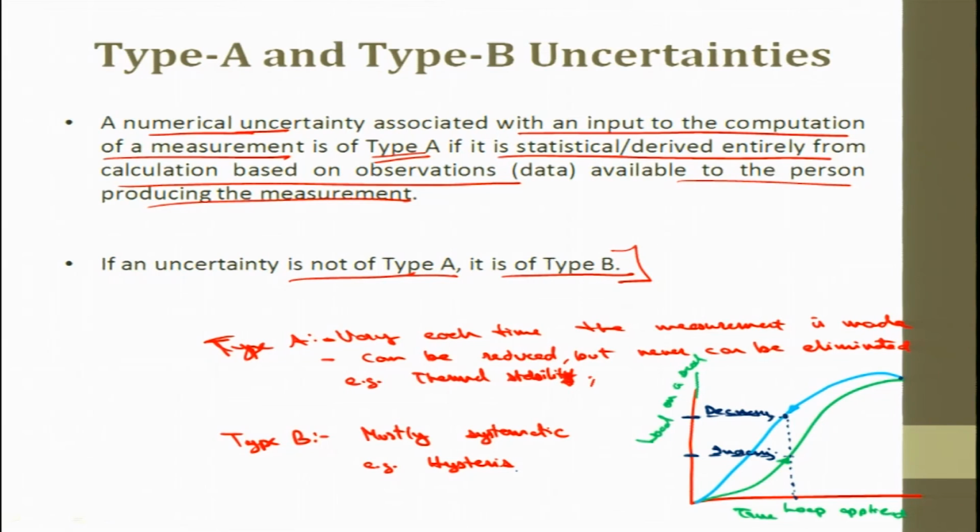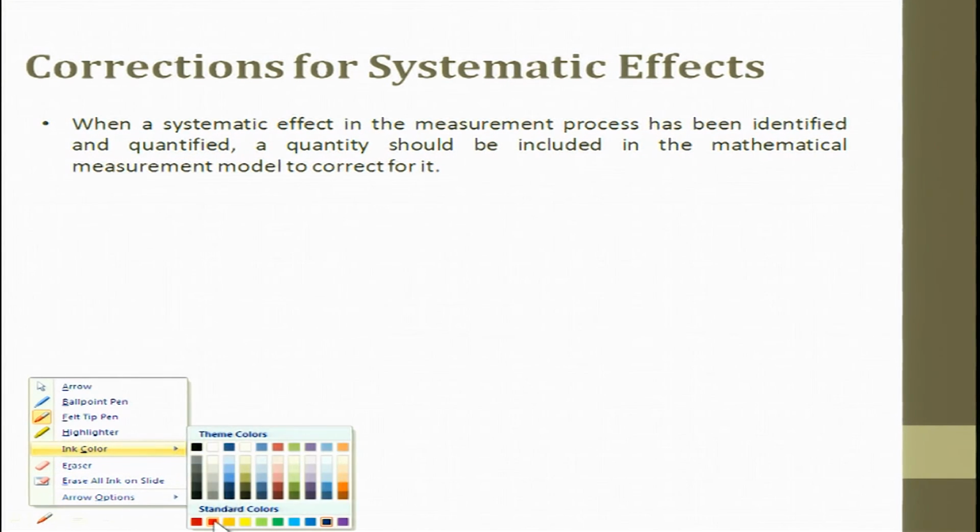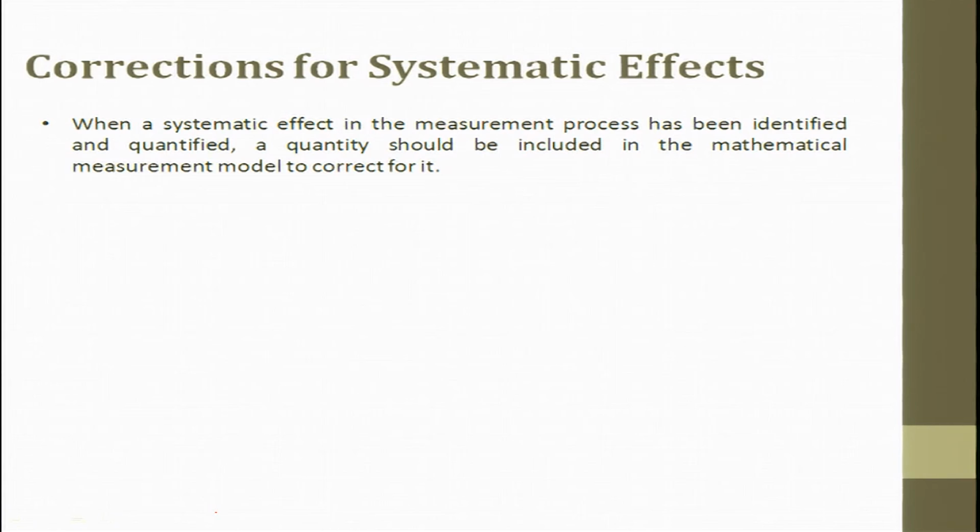So type A and type B errors are the classifications. Now, corrections of systematic effects. When a systematic effect in the measurement process has been identified and quantified, a quantity should be included in the mathematical measurement model to correct for it.